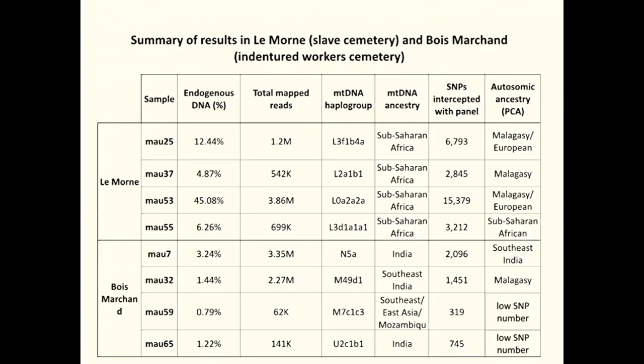For those that came from the slave cemetery, all of the mitochondrial haplogroups are sub-Saharan African, which is very good, at least in terms of the history. It also probably speaks to the sex-biased nature of some of this admixture, and then we'll talk about what the autosomes look like in a PCA in the next slide. Likewise, from the Bois Marchand site, all of the haplogroups are either Indian or Southeast Asian, or what you'd expect.